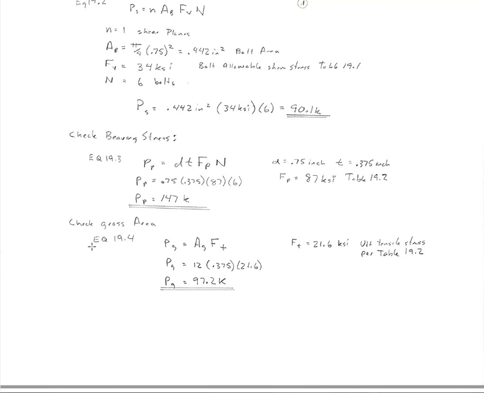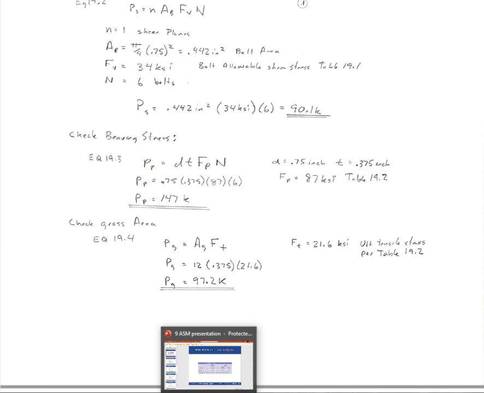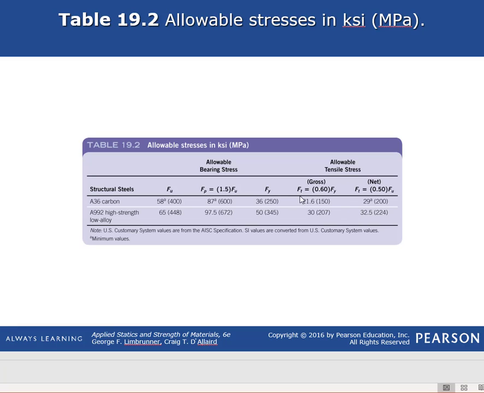Now we're going to check the gross area. That's equation 19.4. The load in the gross equals the gross area times F_t. That's the tensile stress. F_t equals 21.6 ksi. And I'll show you where that's at again. That's right here. That's just 21.6. Okay, so when we're doing a test for the gross tensile strength, we're going to use this value right here for gross. When we're doing it for the net, we're going to use this value for the net.